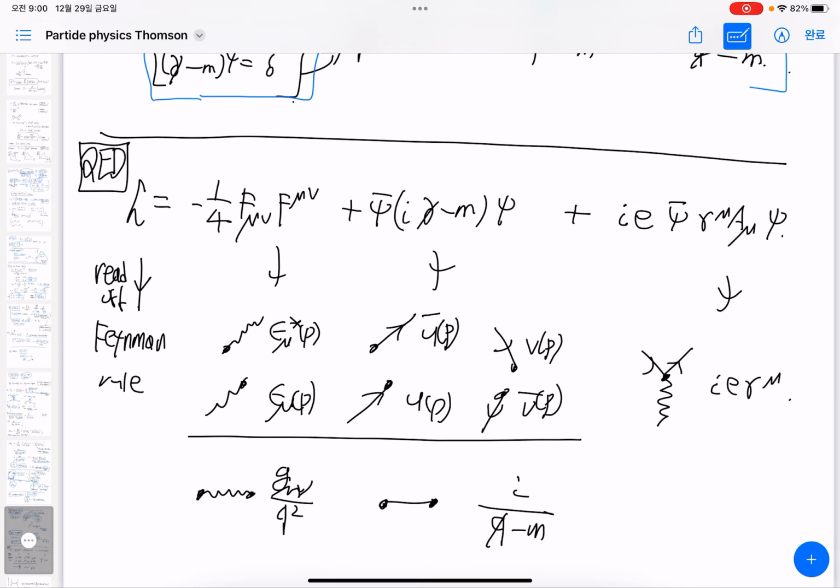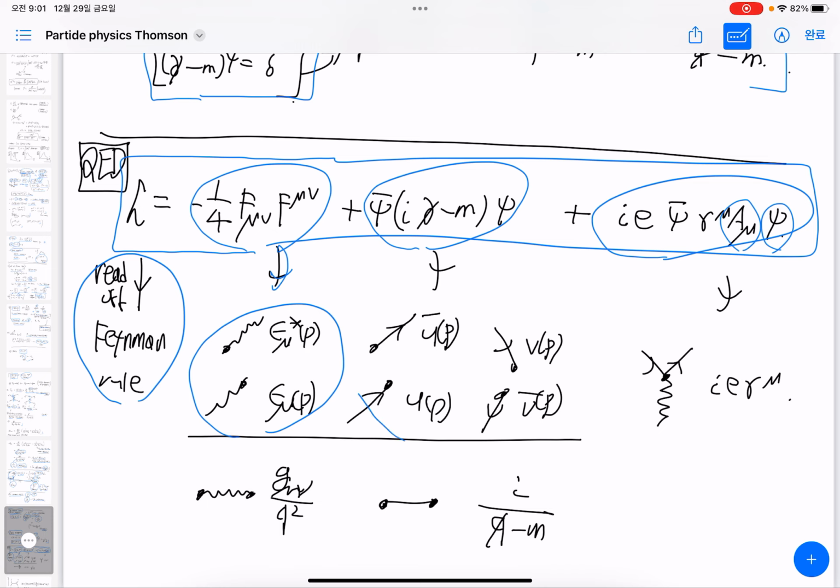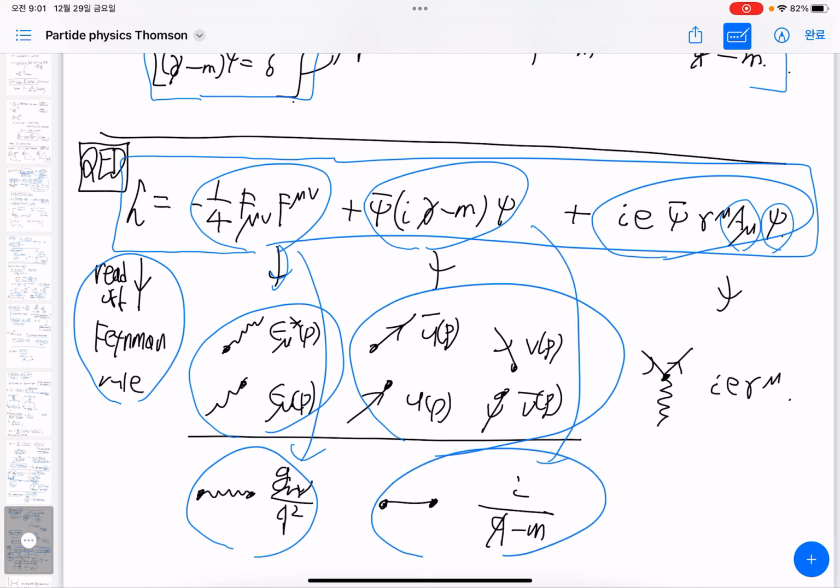So from the QED Lagrangian, we can derive the Feynman rules. First of all, there are the photon kinetic term with the field strength and the Dirac equation for the free fermion, together with the gauge interaction between the gauge boson and the spinor. From these, we can derive the external photon and the external fermion from the Dirac equation, the propagator for the photon and the propagator for the fermions, and the interactions between the fermions and gauge bosons.